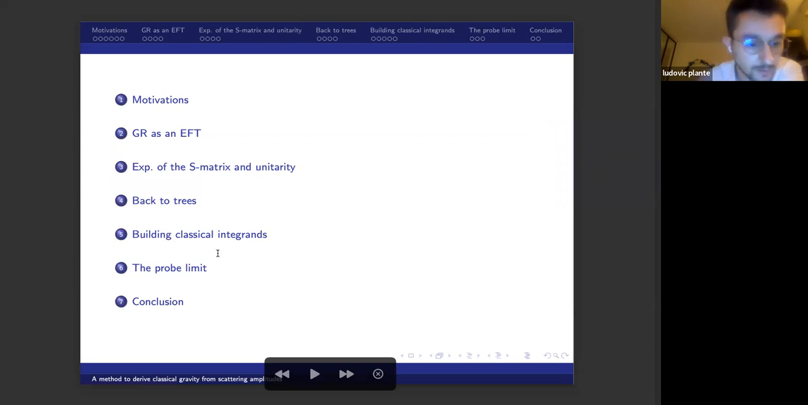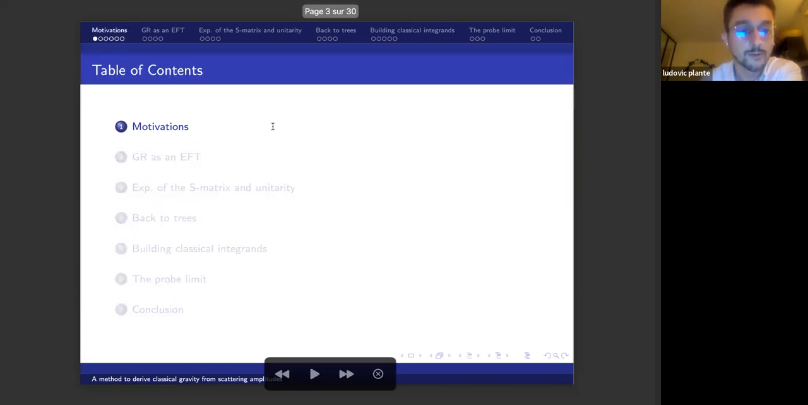I will not read this, but I will just say a little disclaimer: I will not speak today about computing integrals, but more on how we can build classical integrands to extract classical gravity from scattering amplitudes.